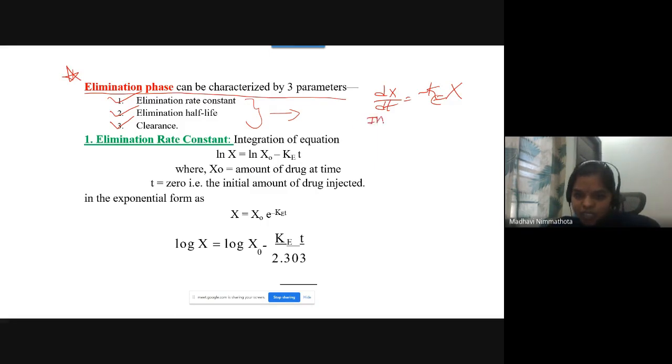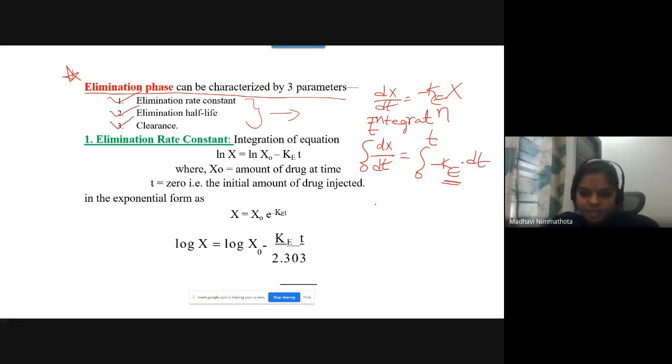When you integrate, these slides consist of the direct equations. For that, here I am going to derive the integration of the above equation. Then you will get the integration from 0 to t of dx by dt is equal to the integration from 0 to t of minus ke into dt. So this ke is a constant.